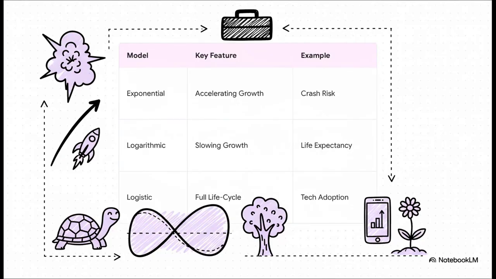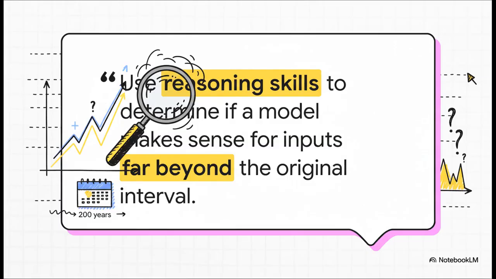So here it is, our pattern spotting toolkit. You've got three distinct shapes: the rocket ship of exponential growth, the maturing curve of logarithmic growth, and the whole life cycle S-curve of logistic growth. These three stories help us make sense of the world. And here is the big flashing warning sign, straight from the source material. It's really dangerous to just extend a pattern way out into the future. It's called extrapolation, and you always have to stop and ask yourself, does this still make sense?